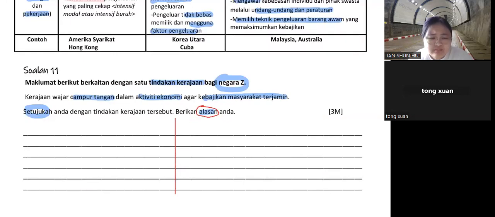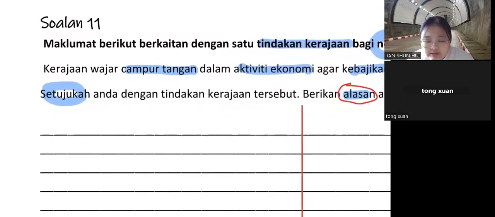Like Malaysia, government campur tangan in the economy to maintain our kebajikan. Is it good or bad? Do you think this is a good thing? When government campur tangan, are you agree? Government campur tangan. Yes. Okay, then you can tell me, oh, setuju. 1 mark. But we need to explain why we said we agree. When government campur tangan, then our benefit is being protected.